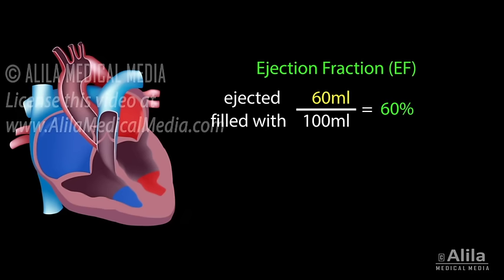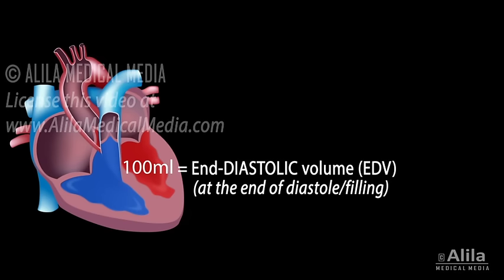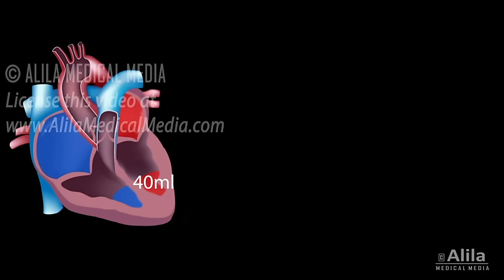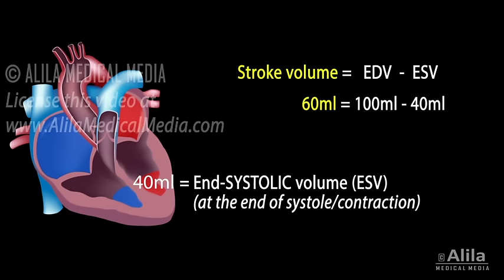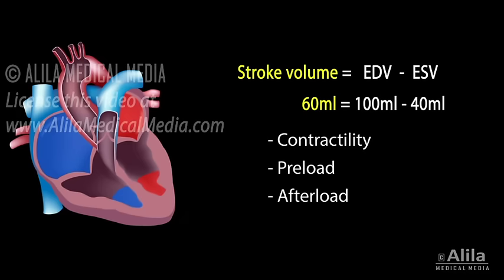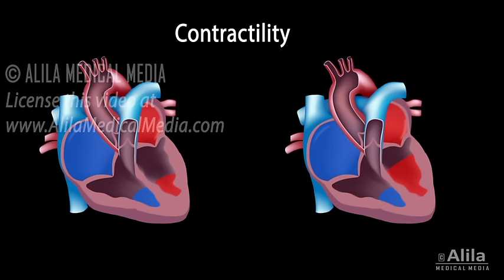The 100 milliliters is the end-diastolic volume, or EDV. The 40 milliliters that remains in the ventricle after contraction is the end-systolic volume, or ESV. The stroke volume equals EDV minus ESV and is dependent on three factors: contractility, preload, and afterload. Contractility refers to the force of the contraction of the heart muscle. The more forceful the contraction, the more blood it ejects.